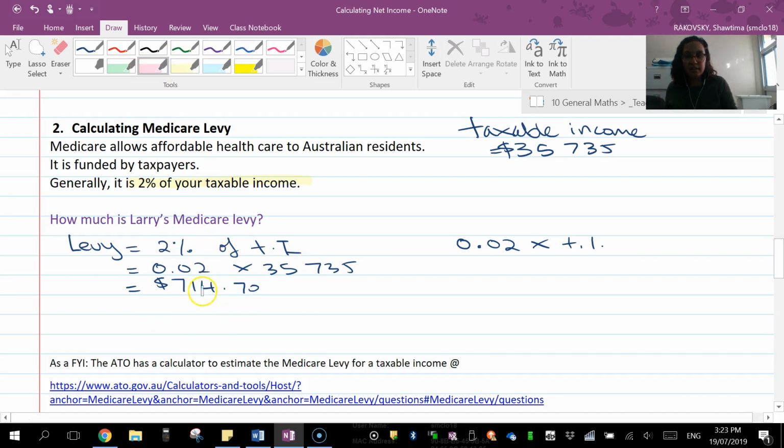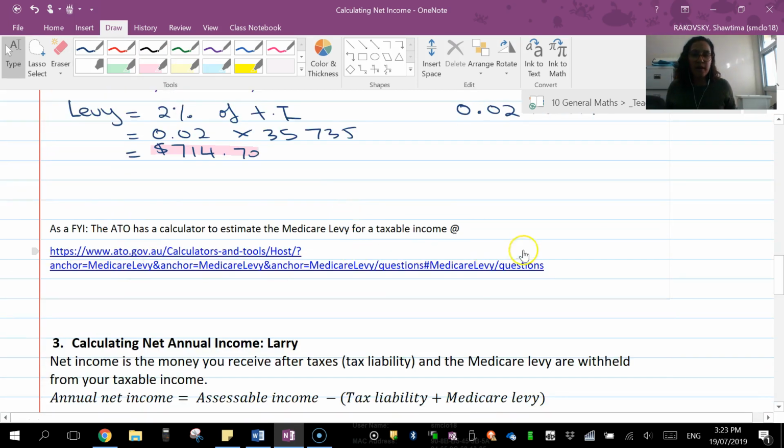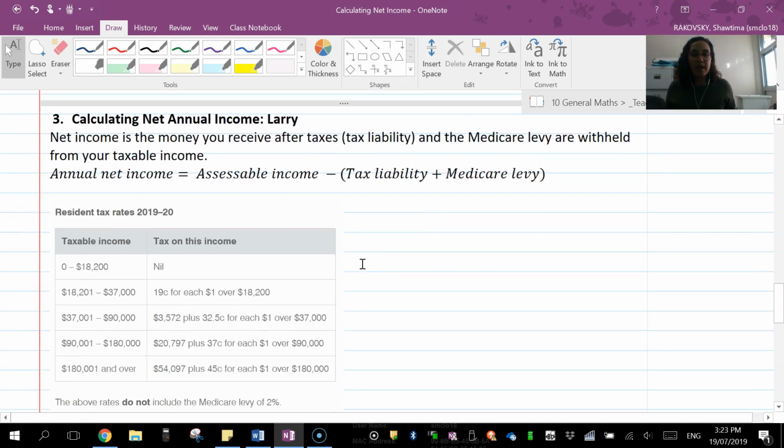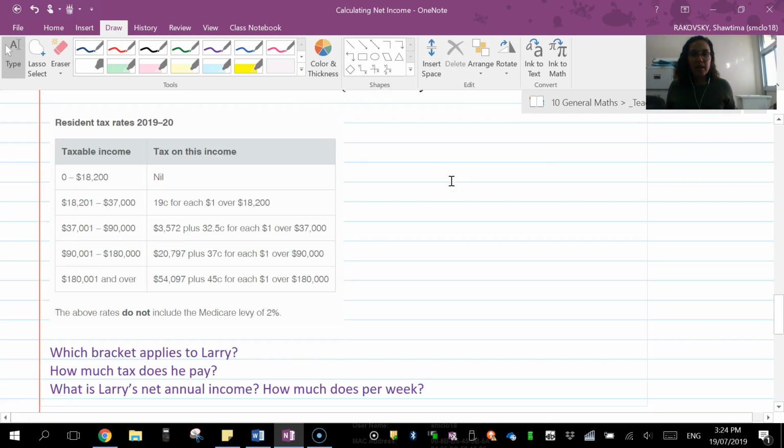I'm just going to highlight these things here so you can see that it's there. If you want to know more about it, there's information on the ATO's website. So net income. This is how much Larry receives after tax has been deducted from it, because tax has been taken and the Medicare levy has been taken. So those two things are subtracted from your assessable income, or the gross income, and then that gives you your net income.